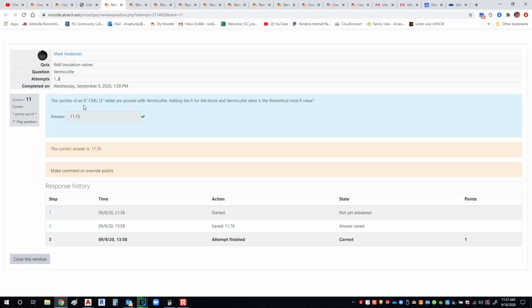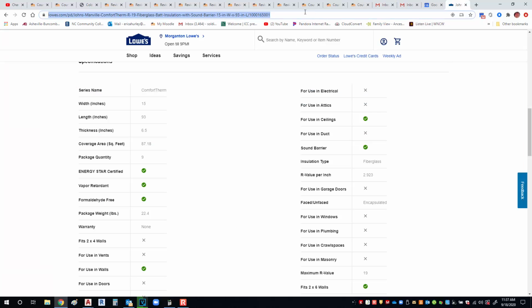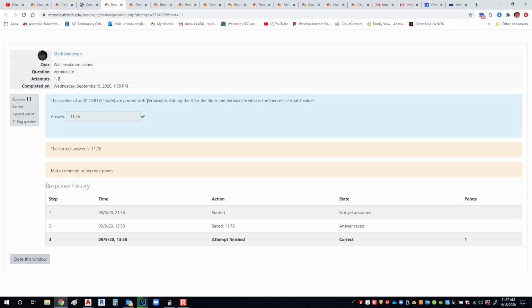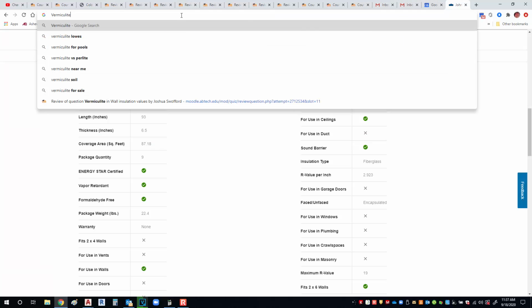Next question, number 11. These are the most missed questions that I'm going over. I'm not going over the ones that everybody got right. The cavity of an 8-inch CMU, which is 5.5 inches wide, is poured with vermiculite. Adding the R for the block and the vermiculite, what is the theoretical total R value? For some of you who are not familiar with vermiculite, let me explain what it is. I don't know if I went over that before or not.